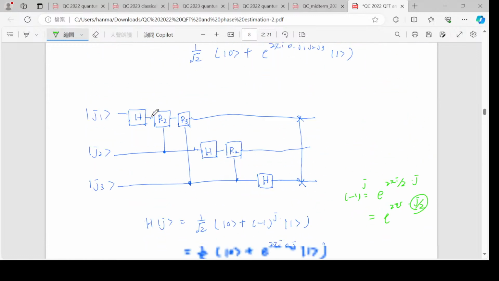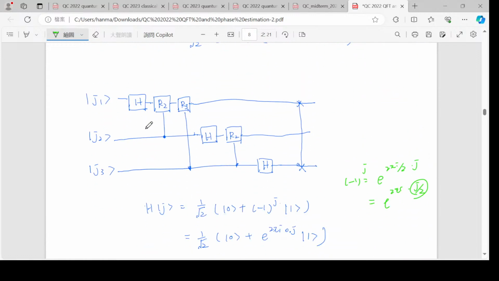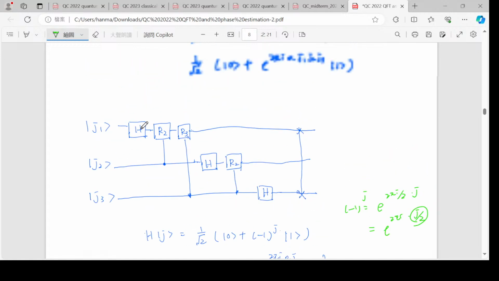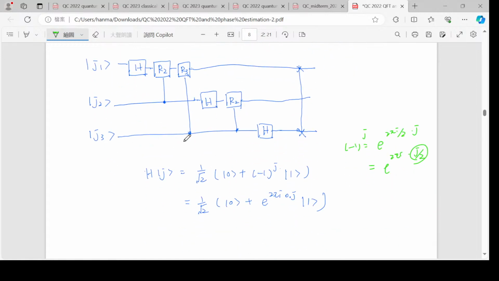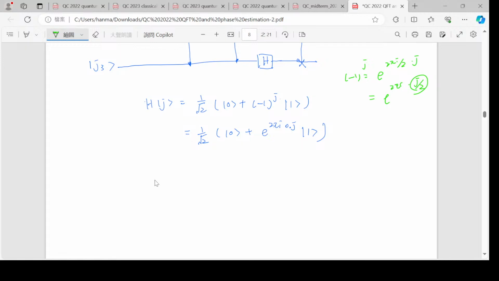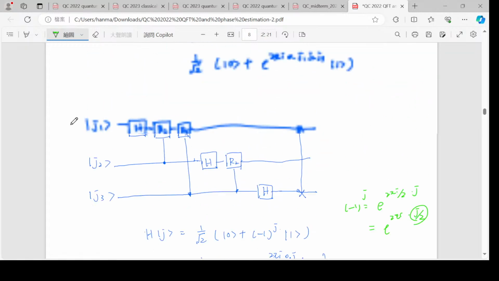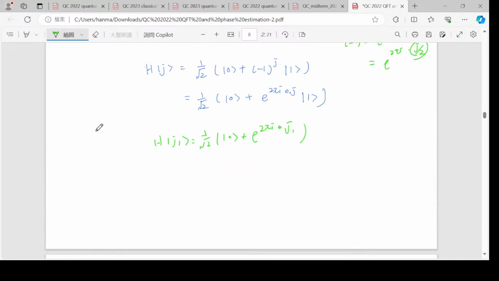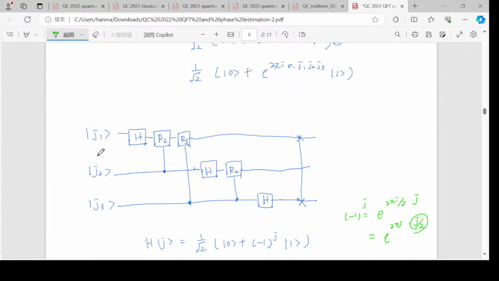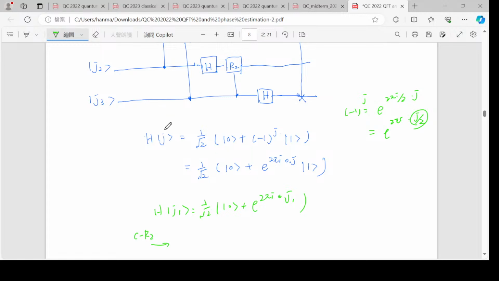I guess let's verify the first qubit. So H on J1. H on J1 will become 1 over square root 2, |0> plus e to the 2 pi i 0.J1 |1>, and then you do this Control R2, right? Then you do Control R2 on J2.